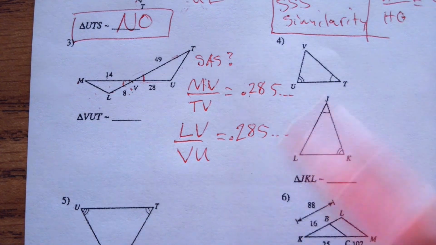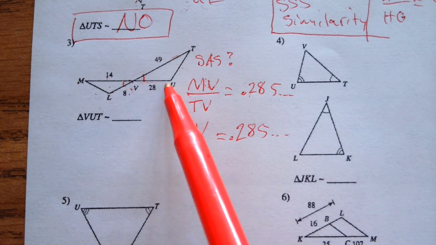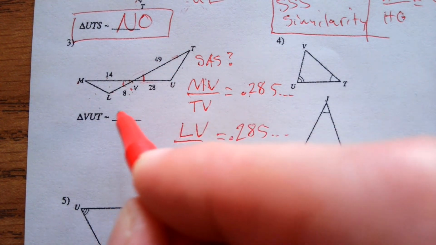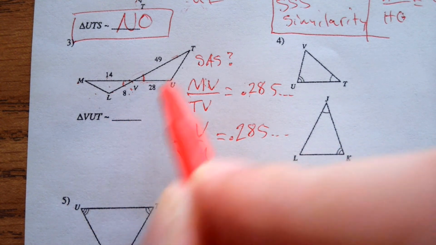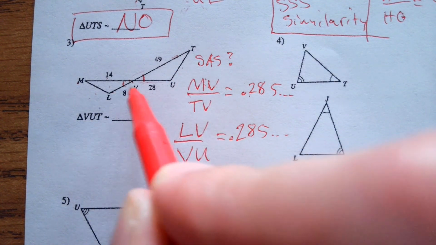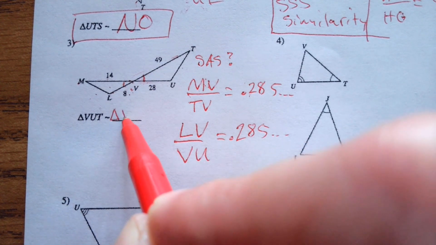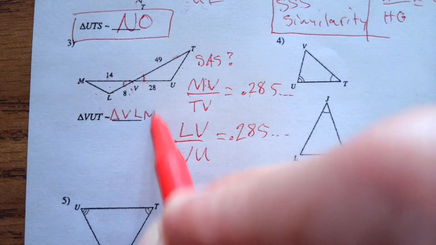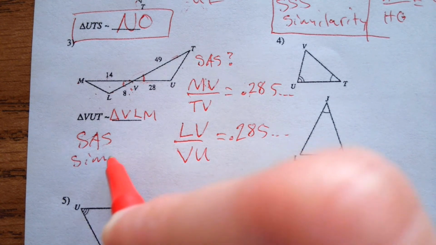0.285 something something something. So we have the side, an angle in between, and another side. The sides are proportional to the sides here. So this is congruent, or not congruent, similar. Let's say VUT, that would be triangle VLM, by side, angle, side similarity.